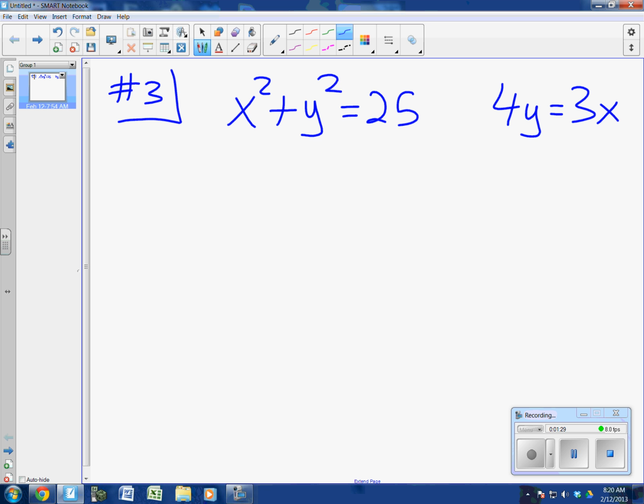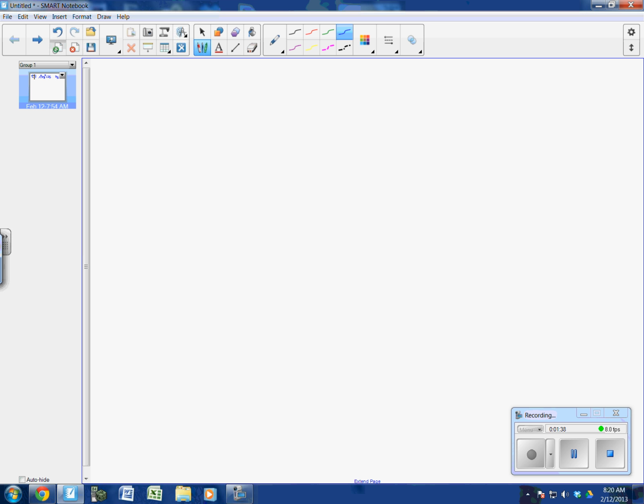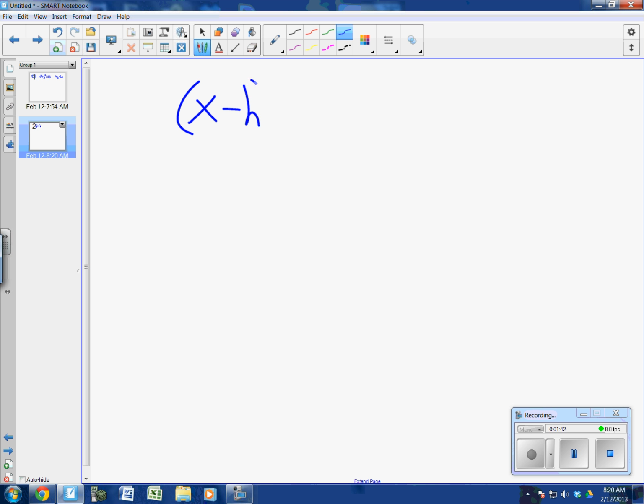Because what kind of equation is this one right here? X squared plus y squared equals 25. It's a circle. Last time you were here, I showed you this. And I'm going to write it down really quickly. I'm going to go to another slide. I showed you that x minus h squared plus y minus k squared is equal to r squared. And this is the general form of an equation of a circle.